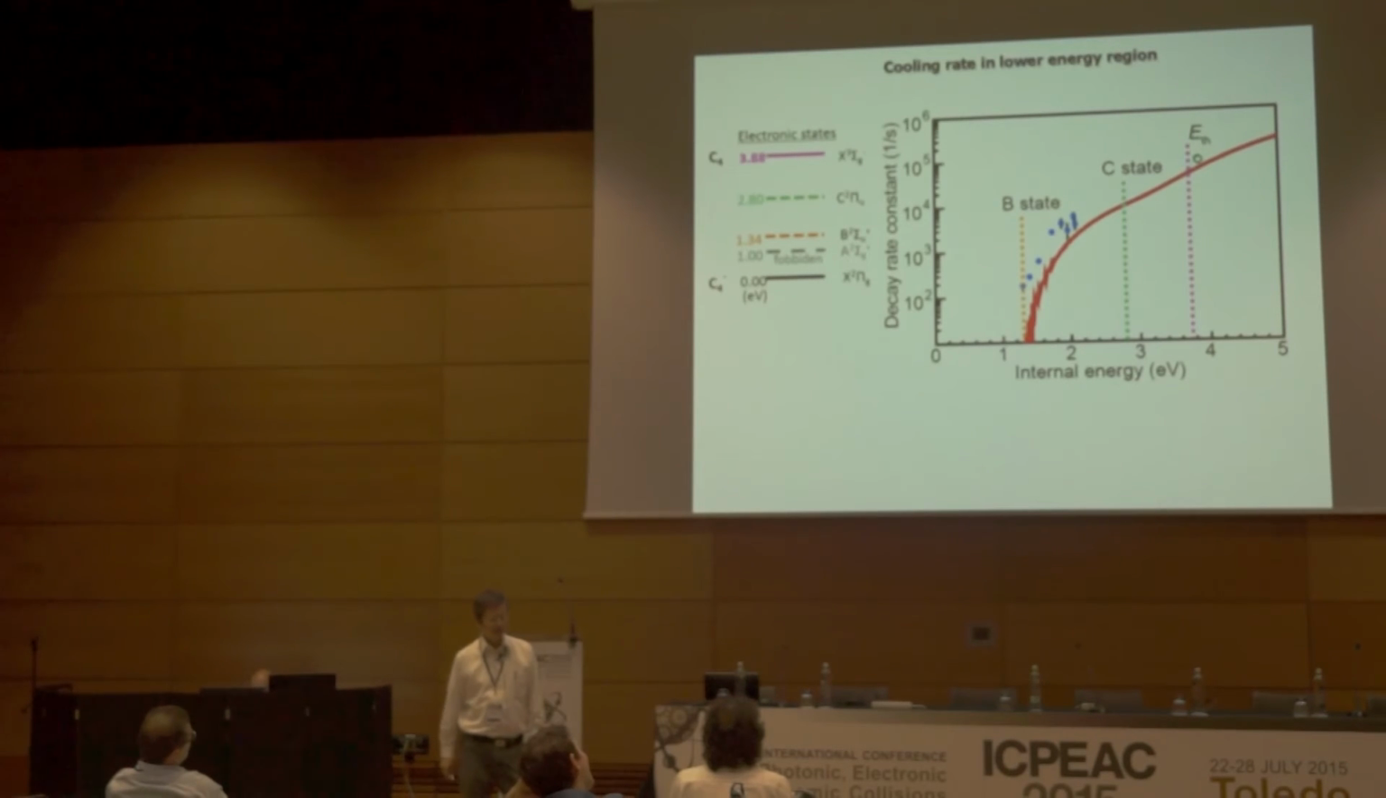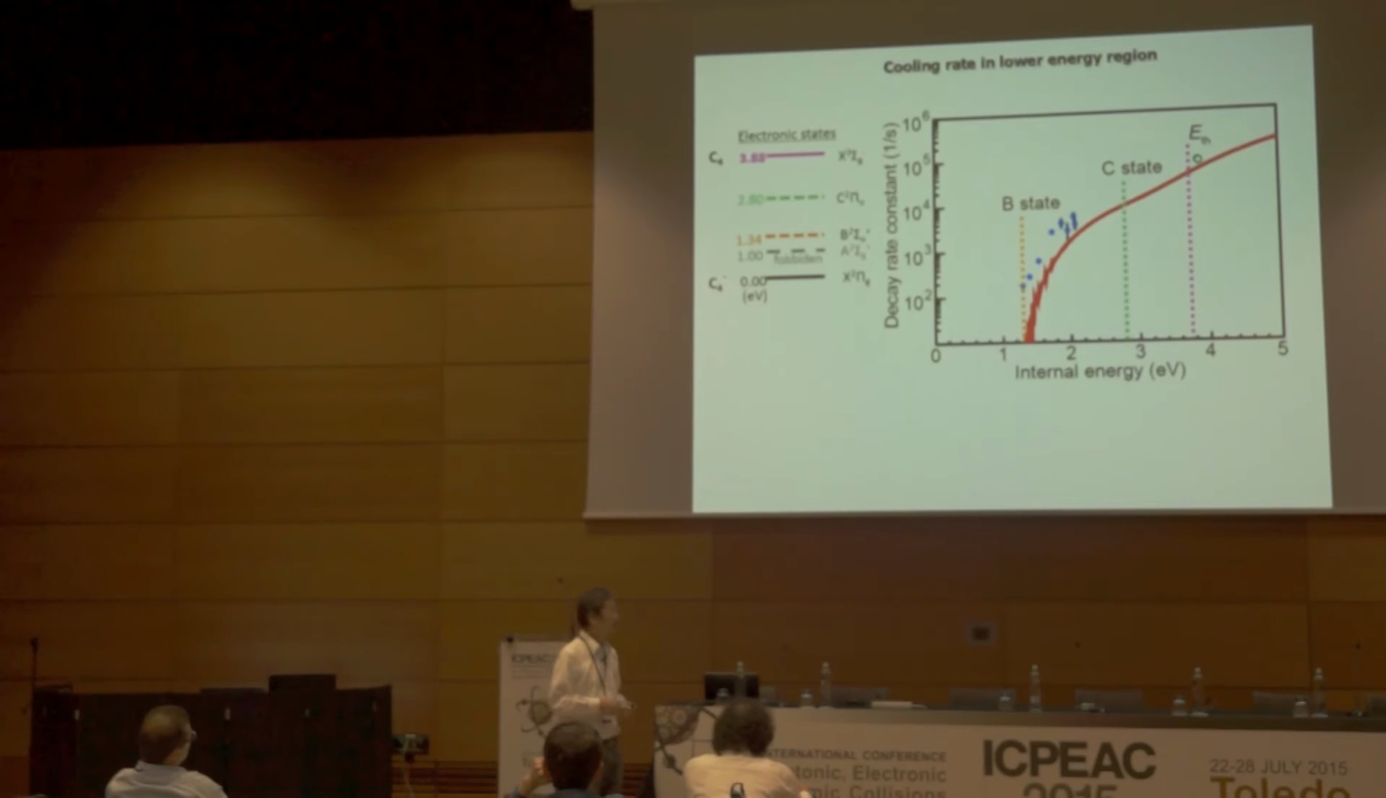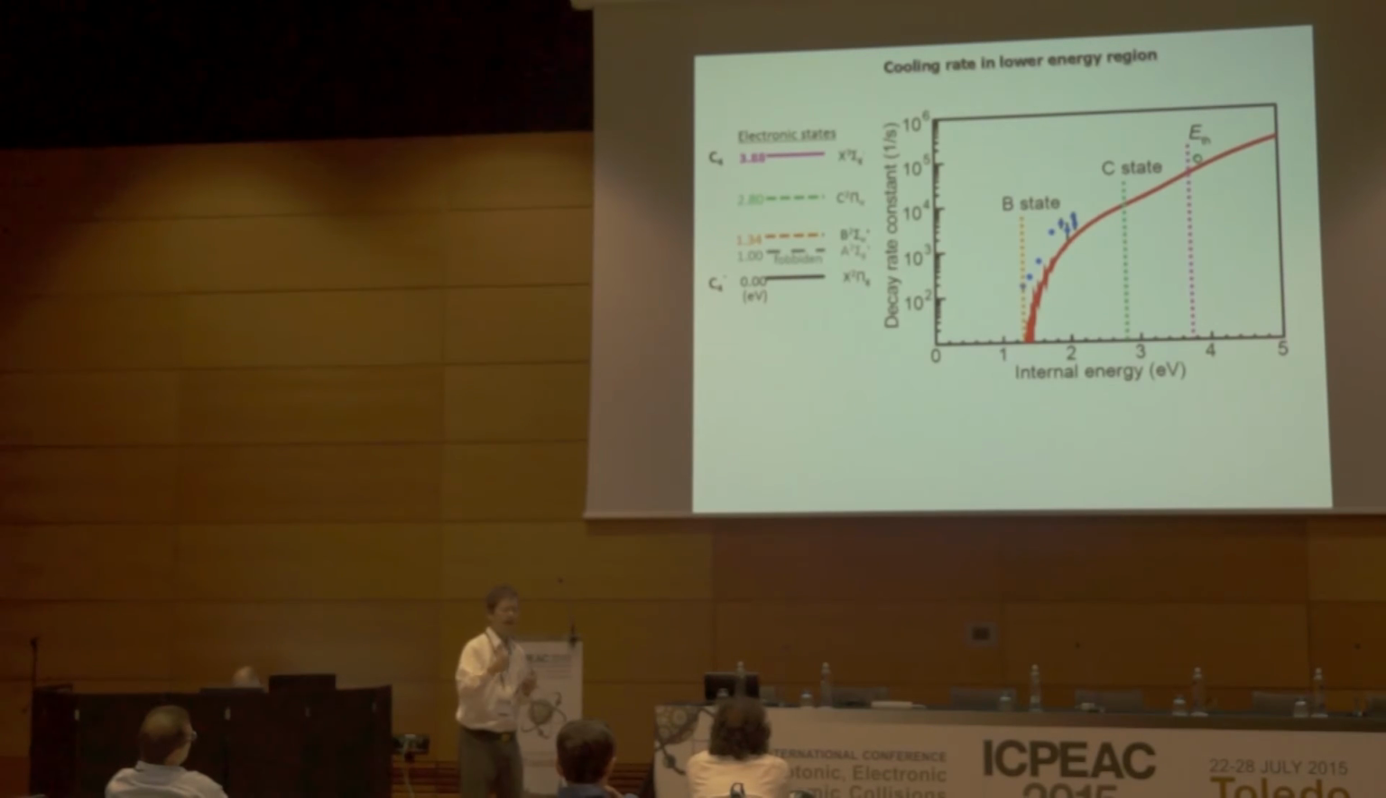Now we can show you how the electronic cooling works. Above the detachment threshold here, the CX transition very efficiently cools the ions. It highly suppresses the detachment here. At the lower energy side, the CX transition does not work, but the BX transition still cools efficiently before it goes down to the onset of the B state.